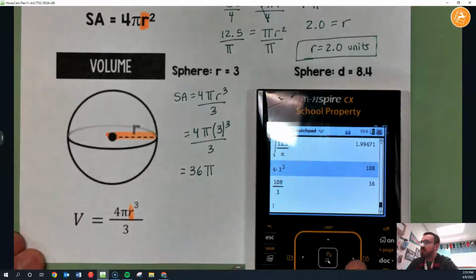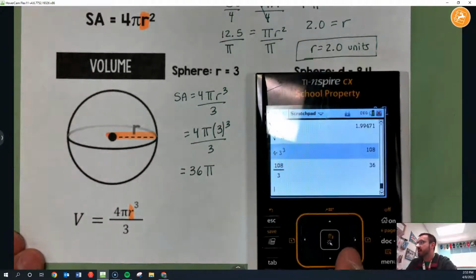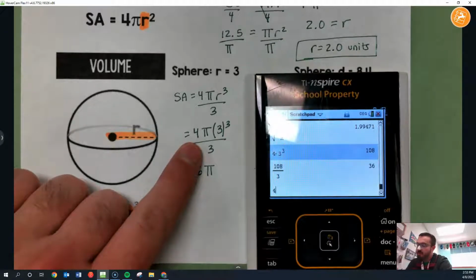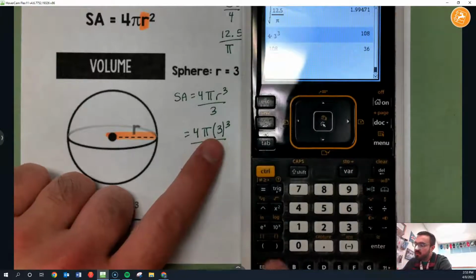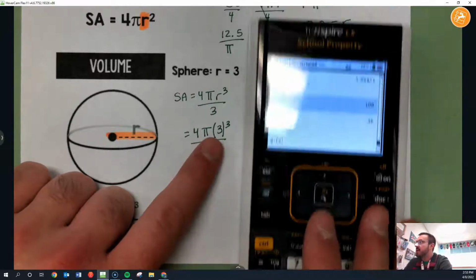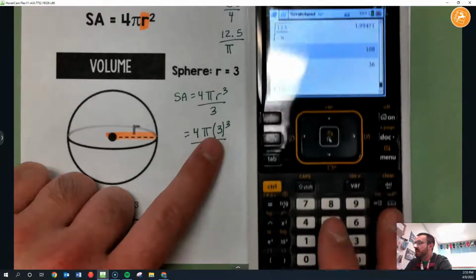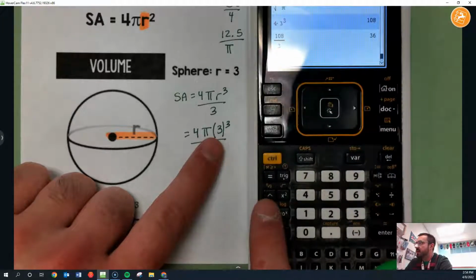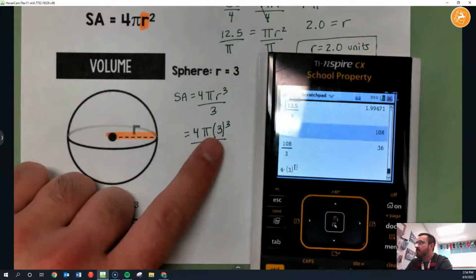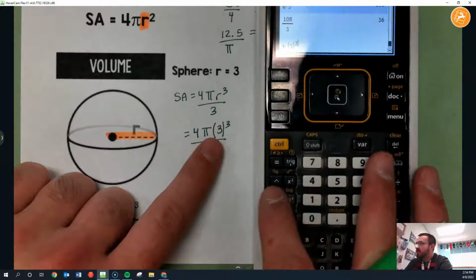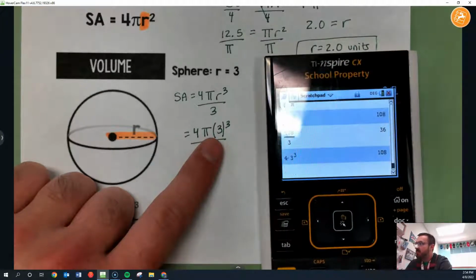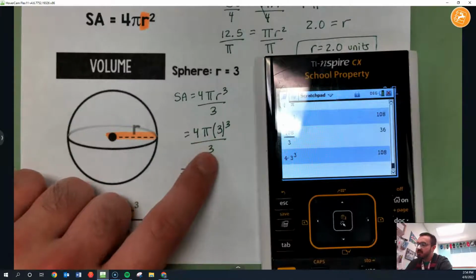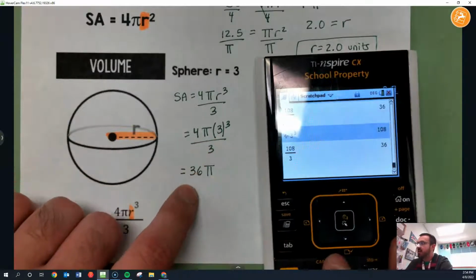Let me do that one more time for you. So I'm going to do everything besides the pi. I'm going to have 4 times 3 cubed. Let me show you how I did 3 cubed. I put 3 in parentheses, and then the way I get it to be cubed is I come down here right next to the square. There's this little caret button. Right next to the x squared is this little caret button, and I can make whatever exponent I want. So it'd be 108, that's what's on top. Divide it by 3, I'd get 36 pi.